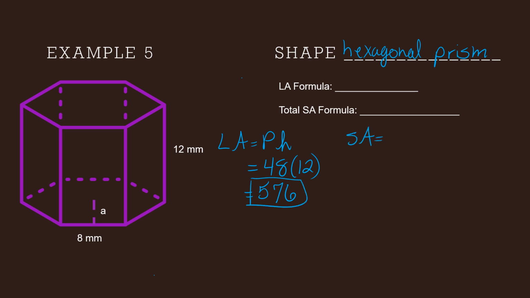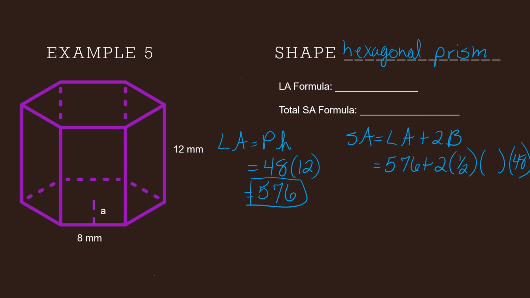So now the surface area, my lateral plus 2 bases. Since it's a hexagon, I'm going to use the hexagon formula. So one half times my apothem, which I don't have yet, times the perimeter, which is 48. We're out of room here. So before I can move any further, I need to find that apothem.